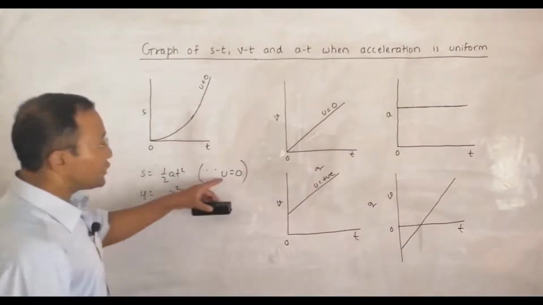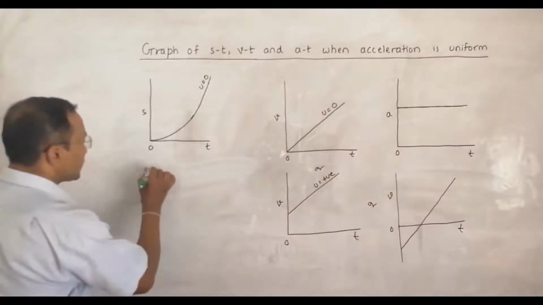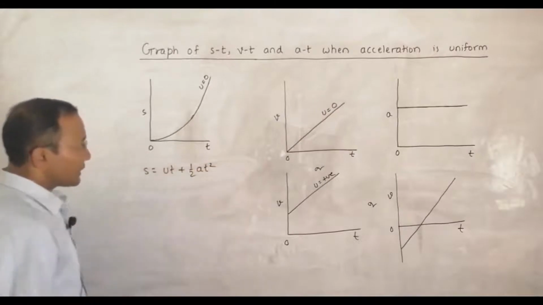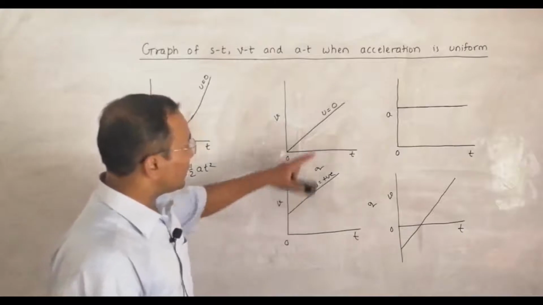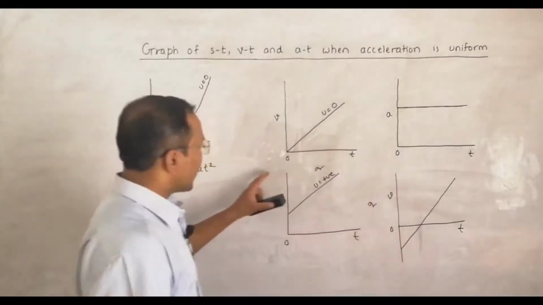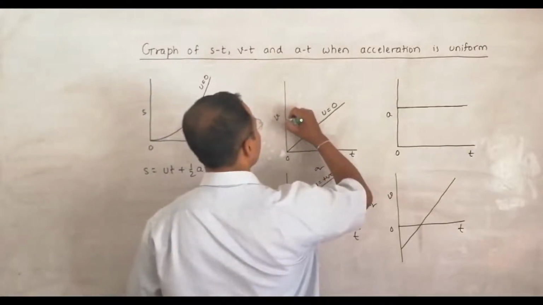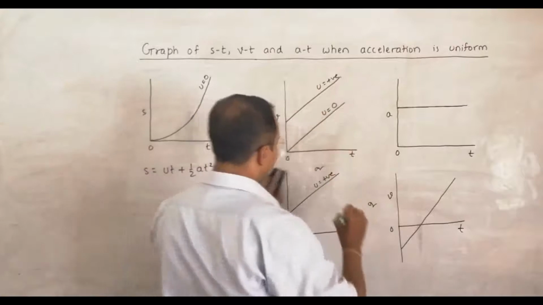Now comes this u part. If u is there, the equation will be like this: s equal to ut plus 1 by 2 a t square. I need some space here, so what I should be doing is combining all these things into this so that I can have this space with me. So let me draw this thing here, like this. U equal to positive.